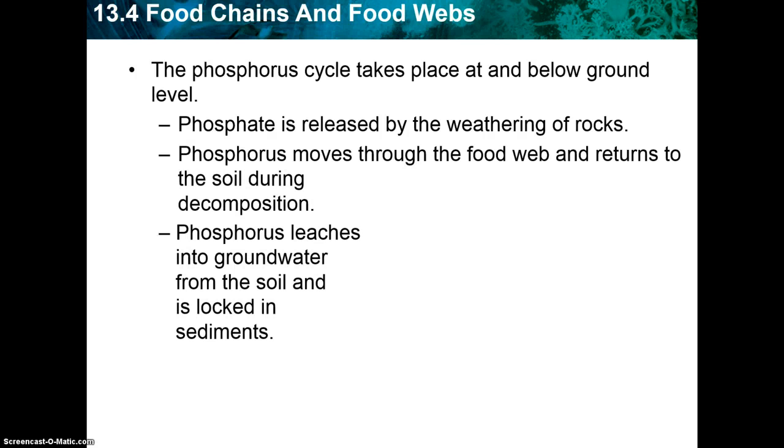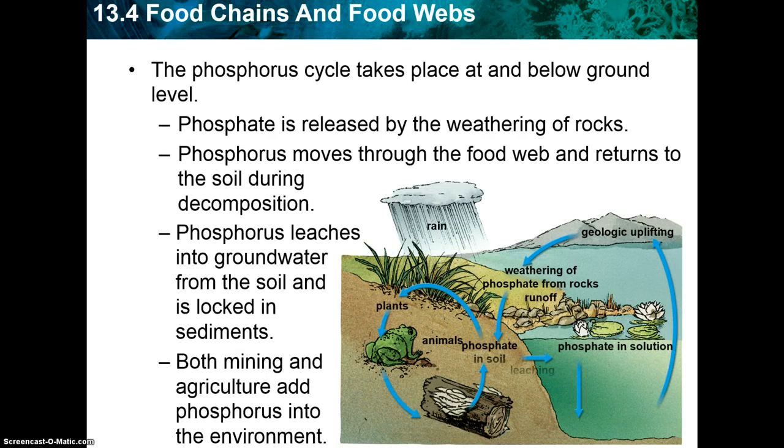It is the phosphorus cycle. The phosphorus cycle takes place at and below ground level. And this is the explanation of this cycle, which you can pause afterwards and draw. Phosphate is released by the weathering of rocks. Phosphorus moves through the food web and returns to the soil during decomposition. Phosphorus leaches into the underground from the soil and is locked into sediments. Both mining and agriculture add phosphorus into the environment.